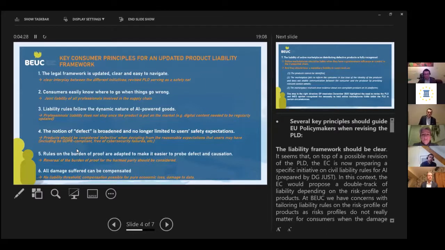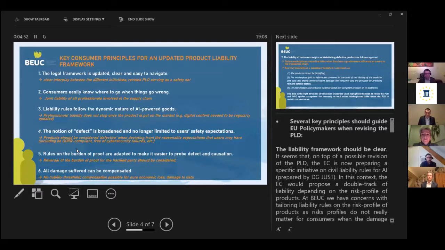Likewise, consumers should be able to easily identify who the liable party is, where to go when things go wrong. And I hear the concept of joint liability of all professionals involved in the supply chain. It's extremely important also as a means to ensure access to justice.